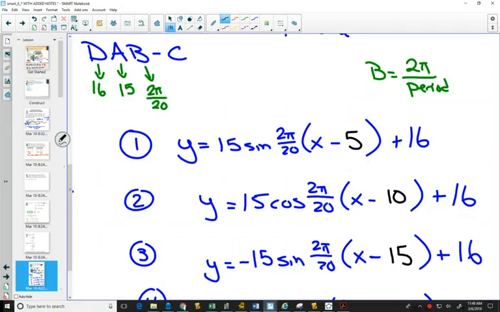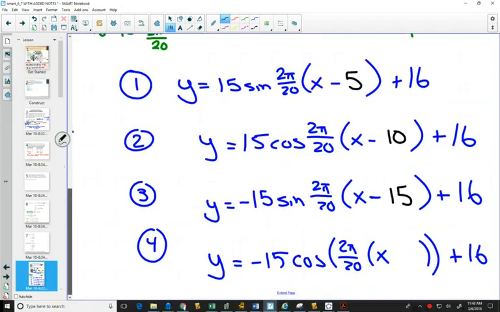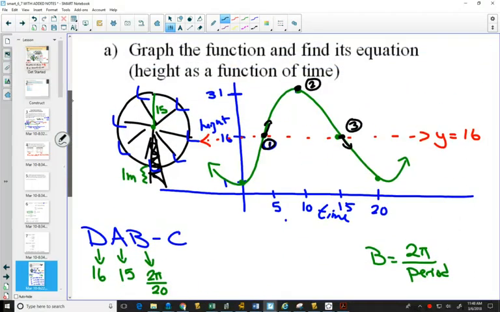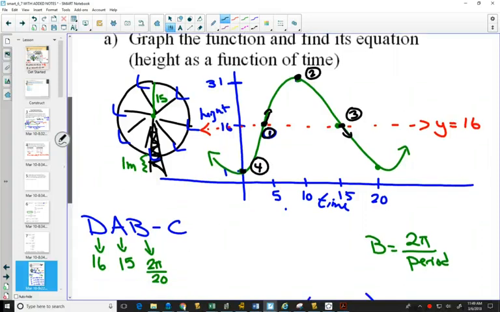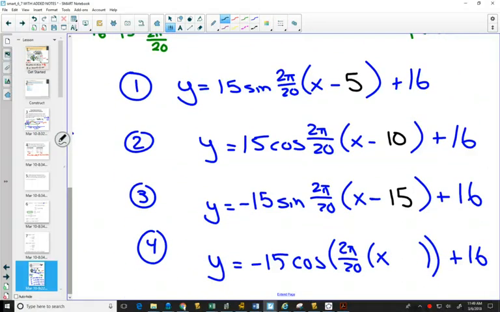And finally, if I want to do a negative cos graph, well, a cos graph starts at a maximum. A negative cos graph will start at a minimum. Well, and we're already starting at the minimum, so I could just leave this, or I could write plus 0, but I wouldn't need to write that. That would be another equation.